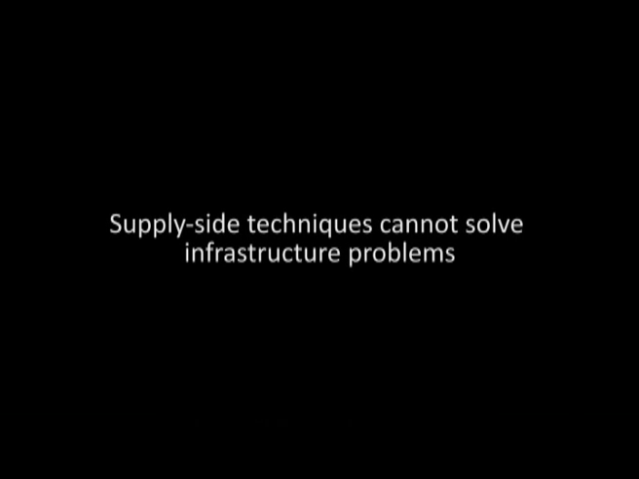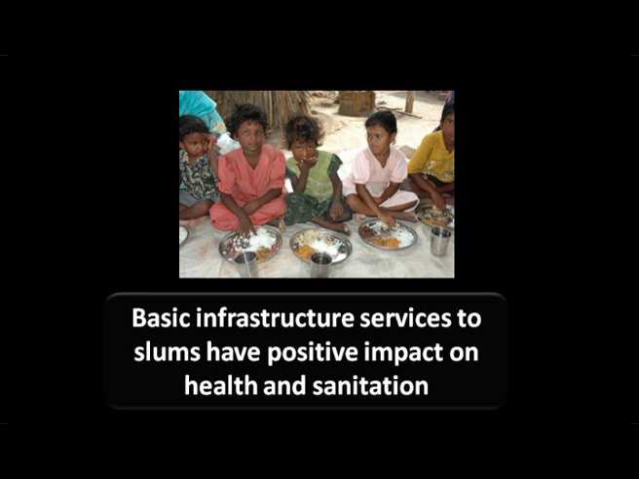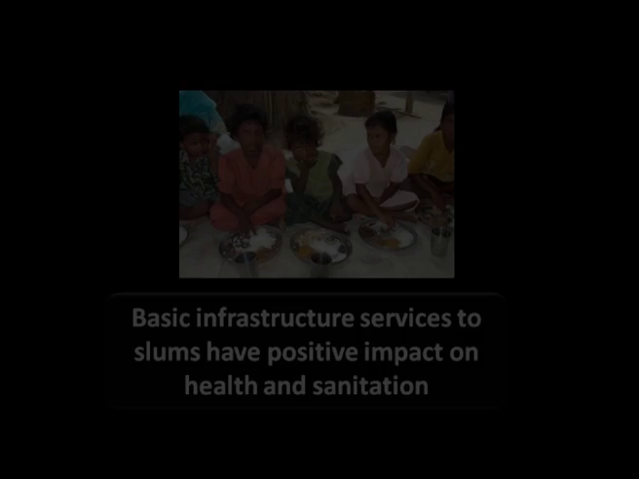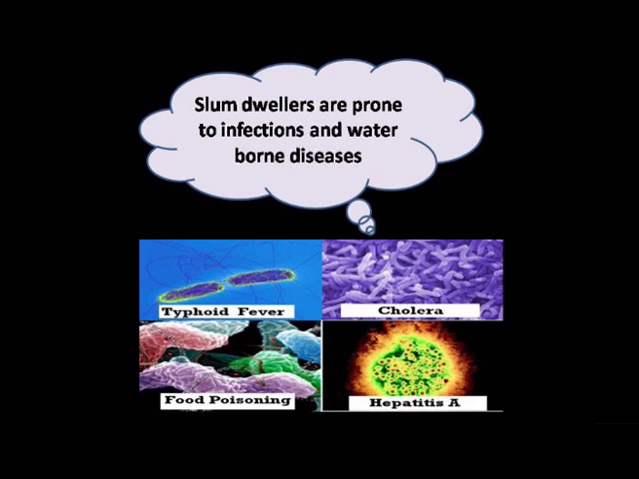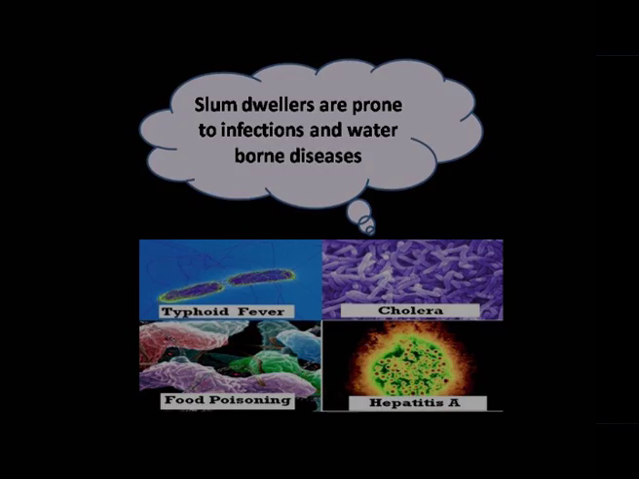However, supply-side techniques alone cannot solve infrastructure problems. Public sector agencies need to become more responsive to customer needs. Other than that, the engineering or logistical aspects that govern availability of services, and issues related to land, also pose serious constraints towards extension of basic infrastructure services to slums that can positively have an impact on health and sanitation. Inadequate nutritional intake due to non-availability of subsidized ration, or availability of poor quality ration, makes the slum dwellers prone to a large number of infections and waterborne diseases.